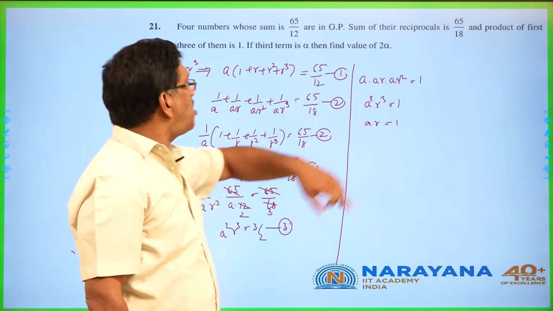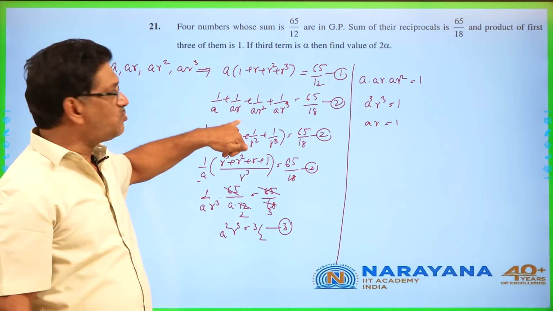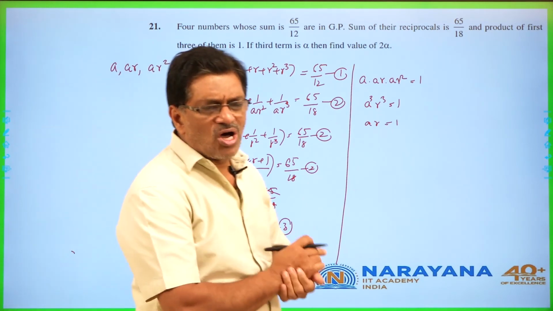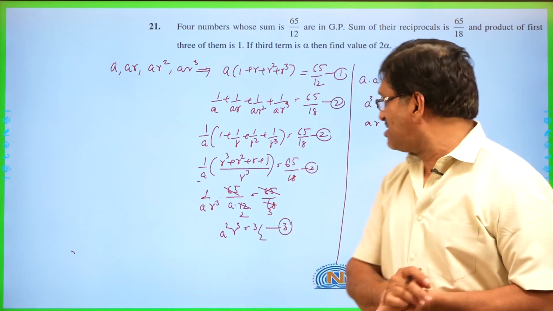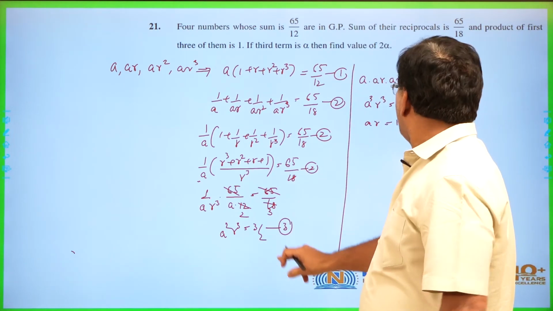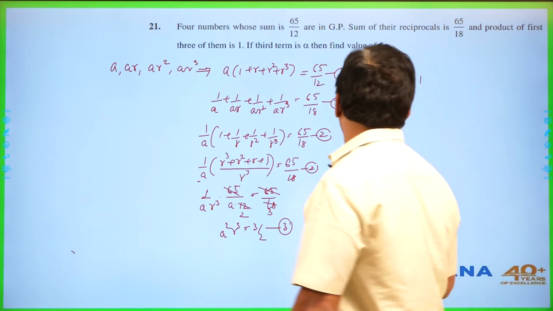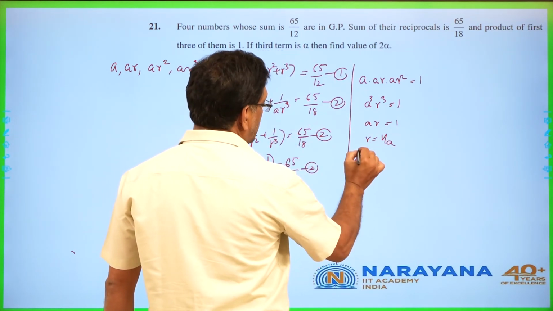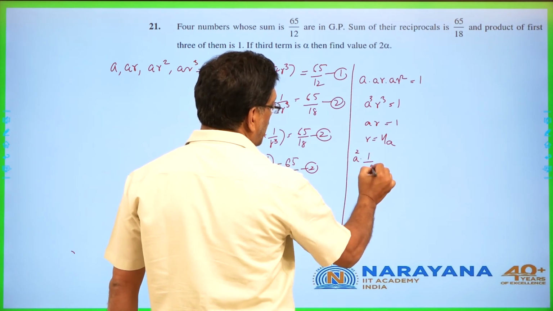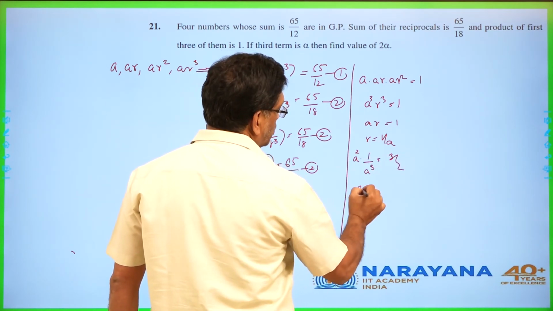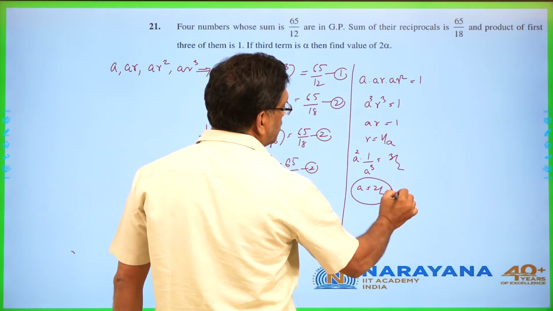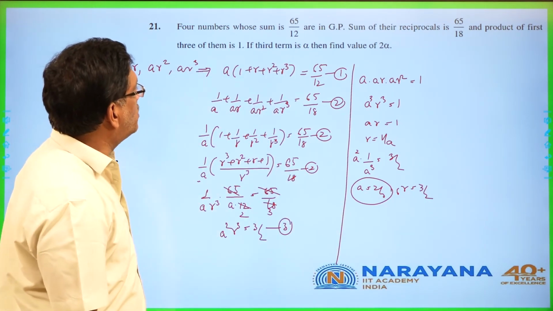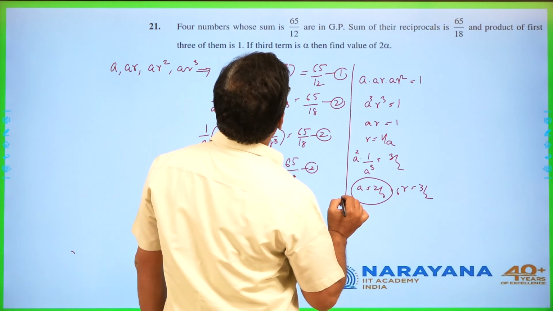He has given the sum of their reciprocals: 1 by a plus 1 by ar plus 1 by ar square is 65 by 18. If you solve this equation, you will get r. Substitute one in terms of the other: r is 1 by a. Thereby, directly we get r as 1 by a. That implies a square into 1 by a cube is 3 by 2. So a is 2 by 3. A is 2 by 3 means r is 3 by 2, because they are reciprocals. The third term he has given is alpha.